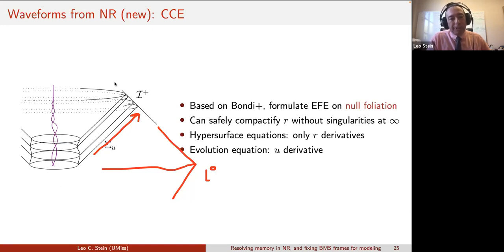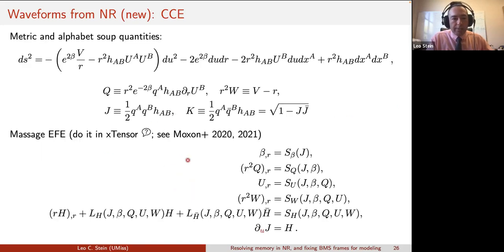But really the place we want to go is scri, or we assume that we're very close to scri. Maybe this slide is not very important, because seeing the details of these equations is not super useful. You should not try to do this by hand. You should do this in Xtensor, because otherwise you'll make algebraic errors. But there's a very nice structure to the system of equations that you get.